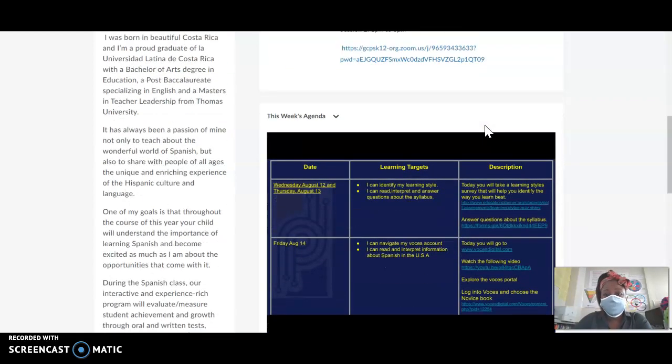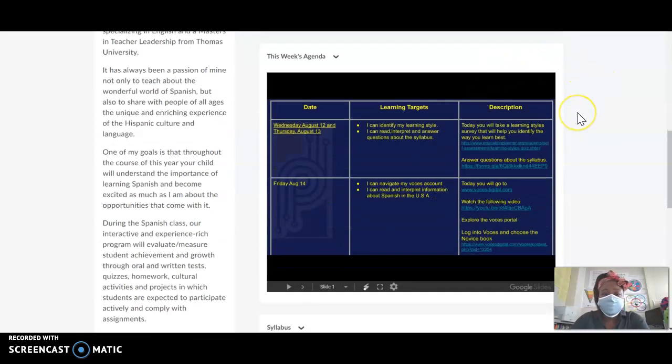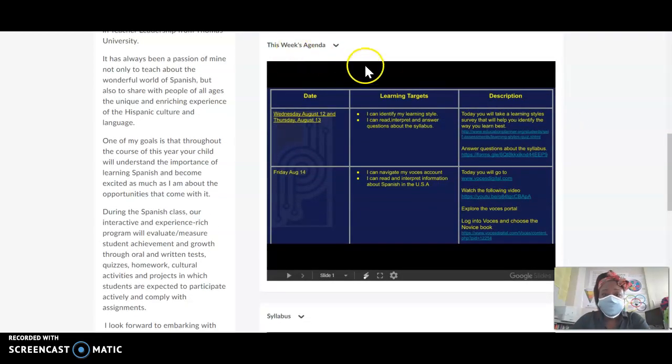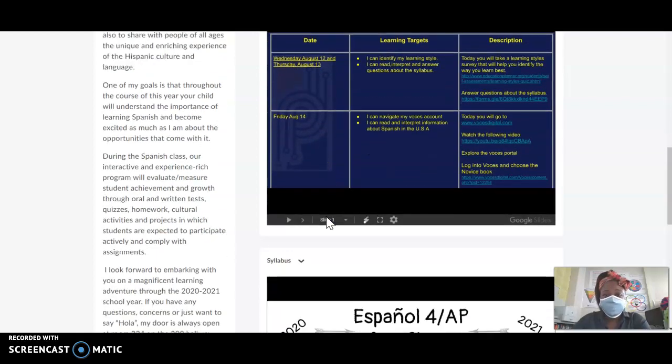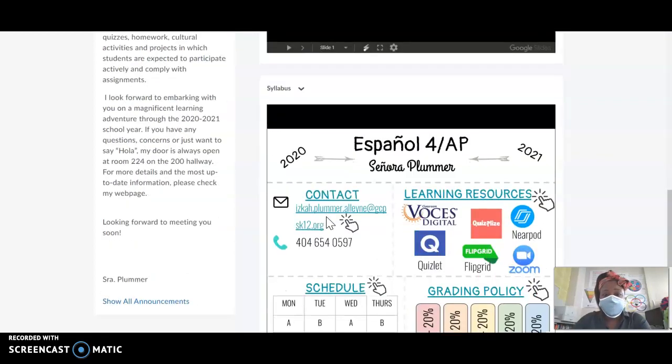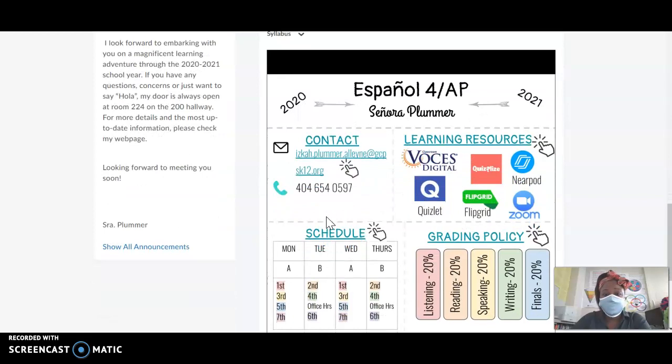Scrolling down on the eClass landing page, you will see this week's agenda. This is where you will find instructions along with the corresponding date for what we will be doing each week, day by day. And below that, you will see our syllabus.